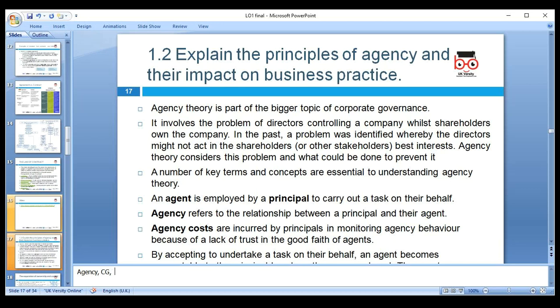It involves the problem of the directors controlling the company while the shareholders own the company. The past problem identified was that the directors might not act in the best interest of the shareholders, or there is a conflict of interest.